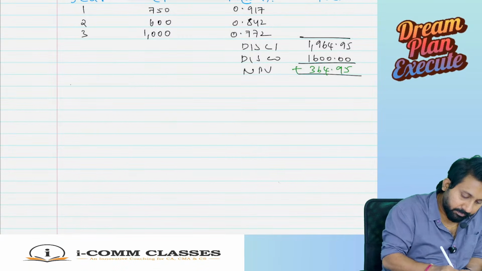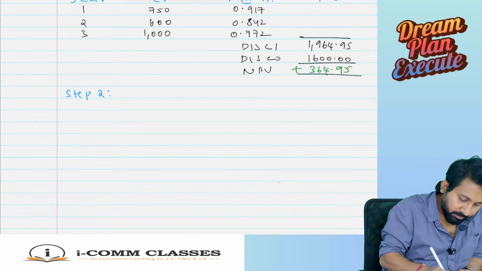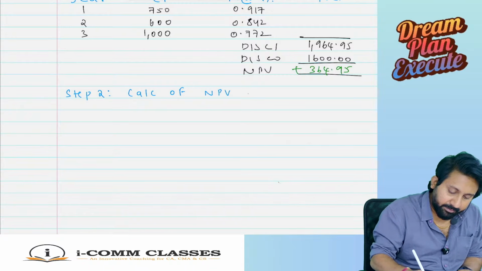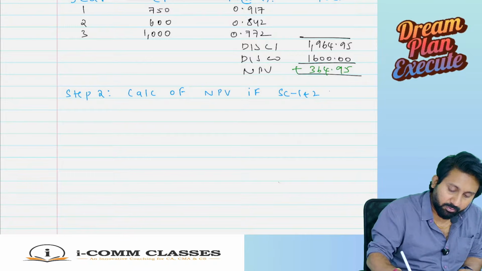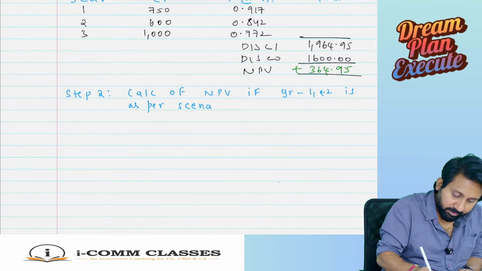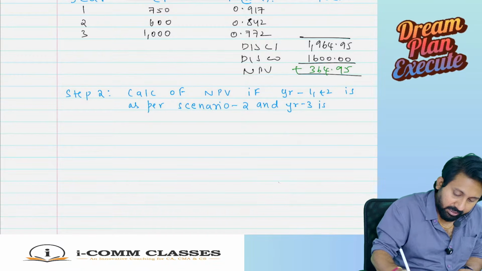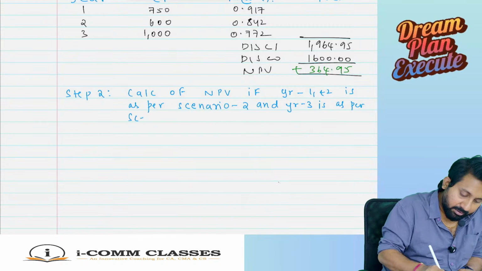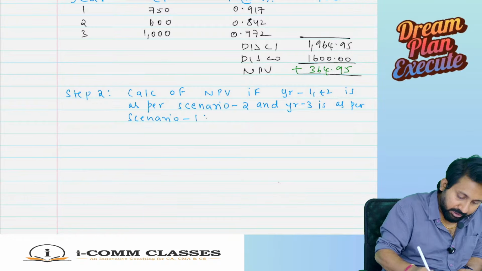Step 2. Calculation of NPV. If year 1 and 2 are as per scenario 2, year 3 is as per scenario 1.